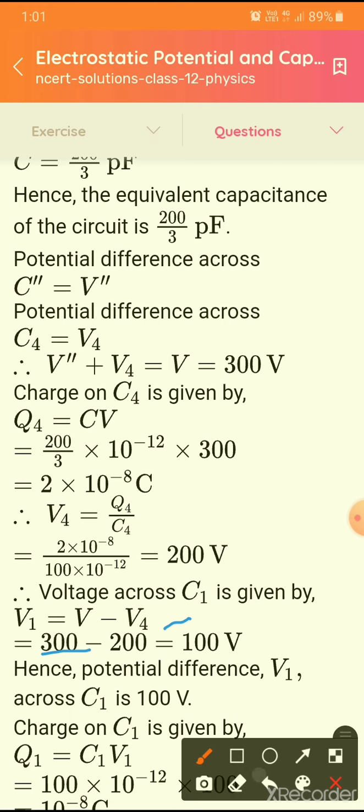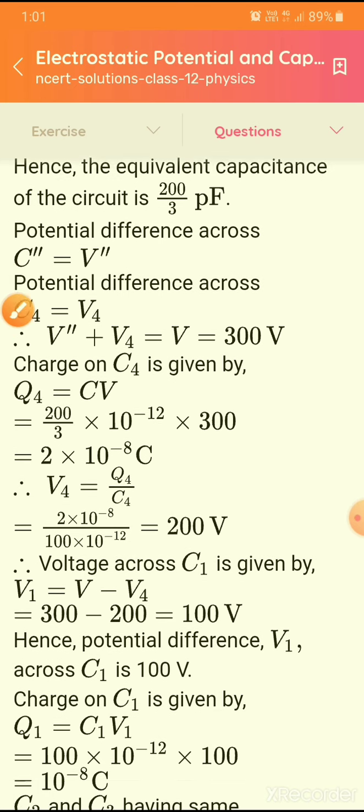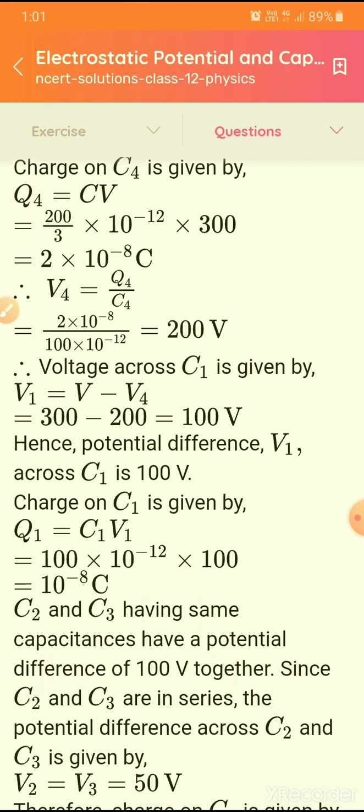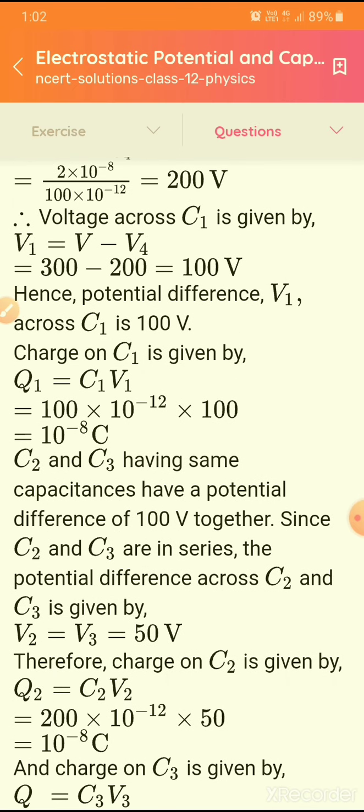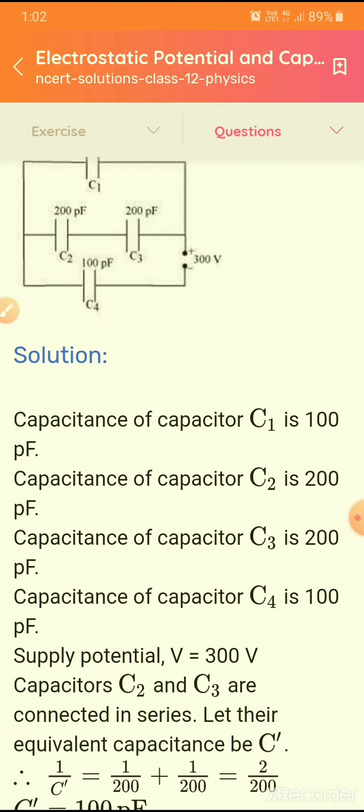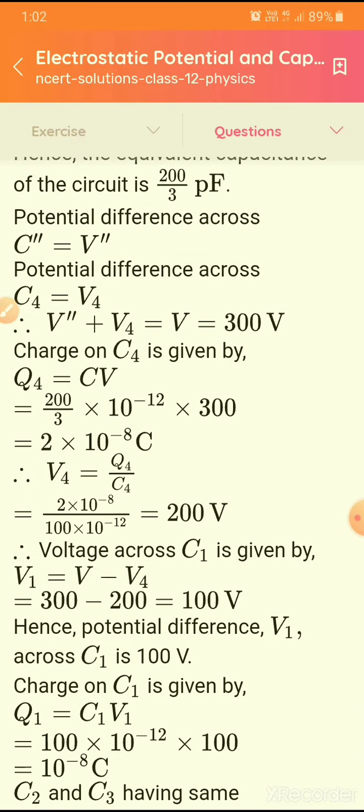Hence the potential difference V1 across C1 is 100 volts. So the charge on C1 is given by Q1 is equal to C1 into V1, which is 100 into 10 to the power of minus 12 into 100. So you will get 10 to the power of minus 8 coulombs. C2 and C3, having the same capacitance, have a potential difference of 100 volts together. Here C2 and C3 are in series connection, as we know from the diagram.